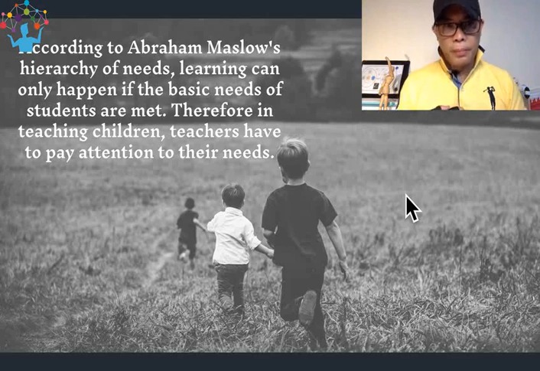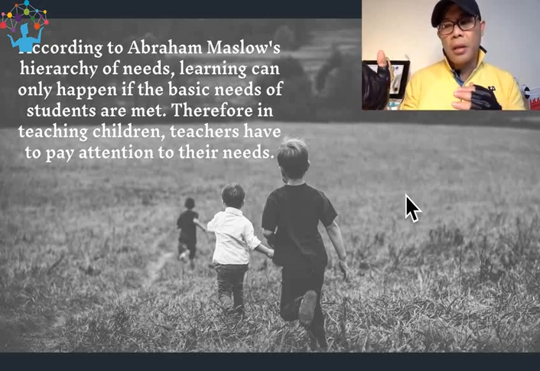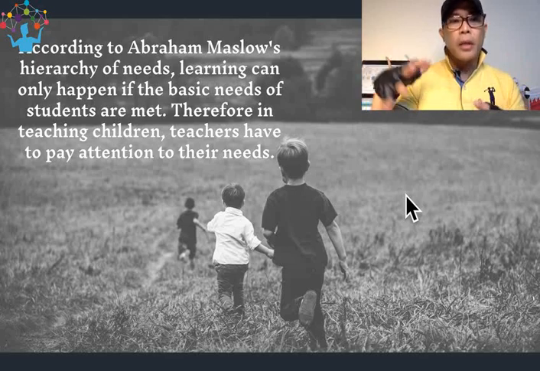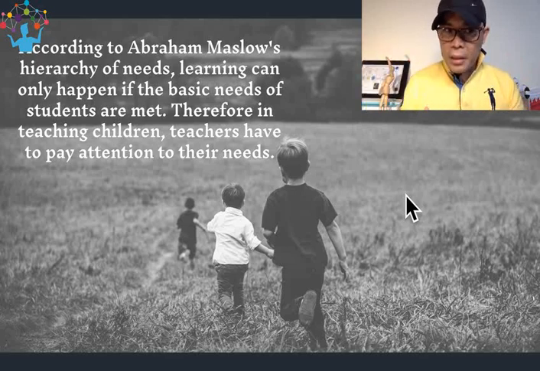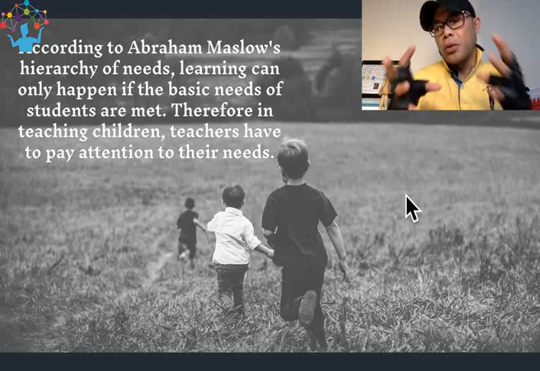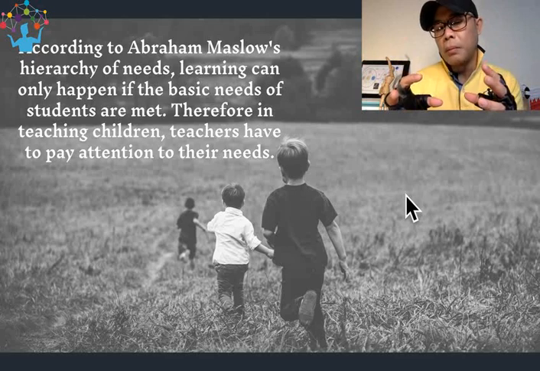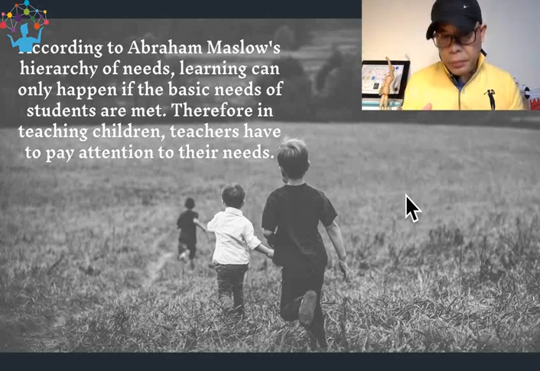Abraham Maslow, an American psychologist. According to him, there's a kind of hierarchy of needs, and with this hierarchy of needs, learning can only happen if the basic needs of students, if the basic needs of children are met. Therefore, in teaching children, teachers have to pay attention to their needs. In short, it's about addressing the needs of children. So learning is about addressing the needs of children.